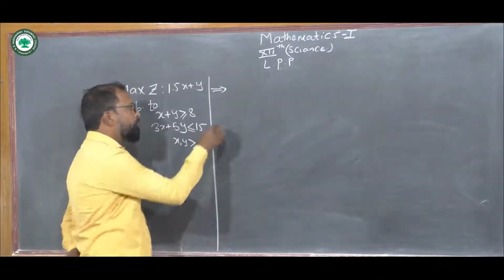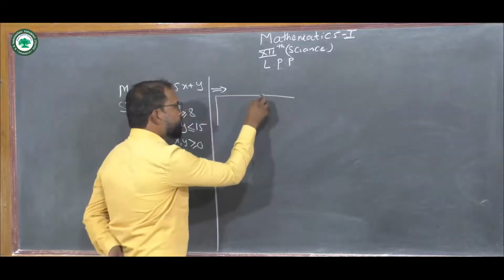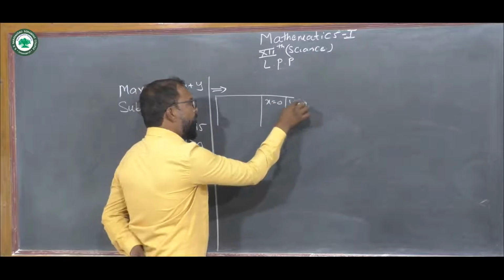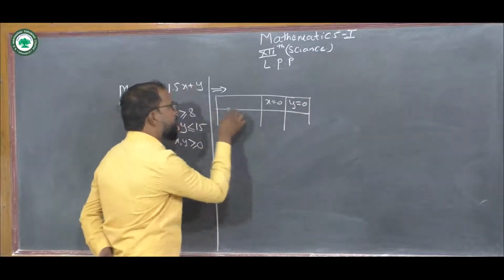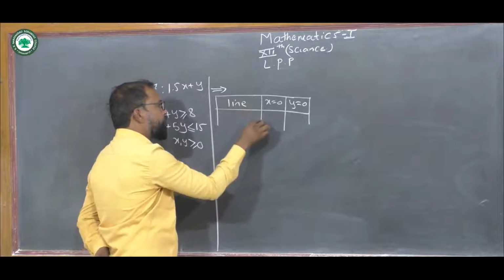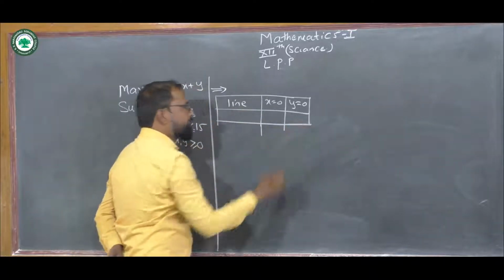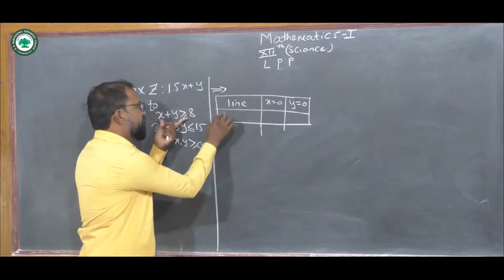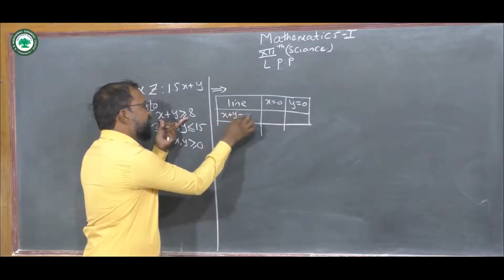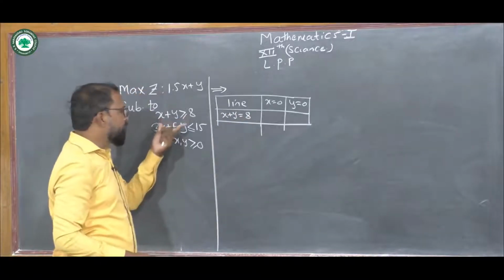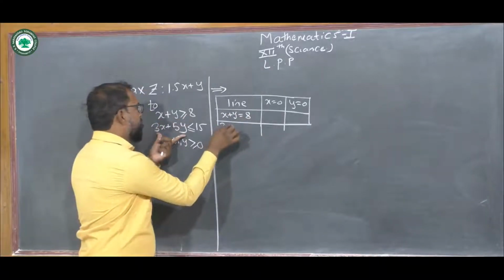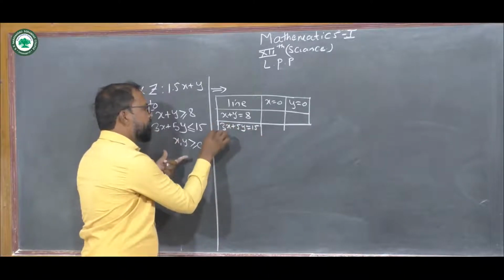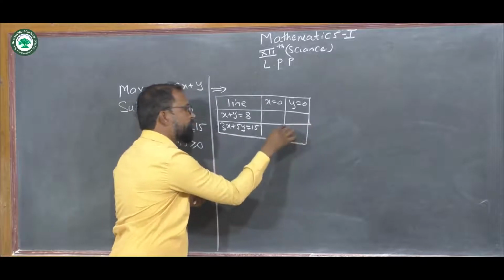And to plot a graph, make a table for x equals to 0, y equals to 0, and the equation of line which is obtained from the constraint. So, for the first constraint, x plus y is greater than or equals to 8, it gives x plus y equals to 8, the first line. And for the second line, it is 3x plus 5y equals to 15.